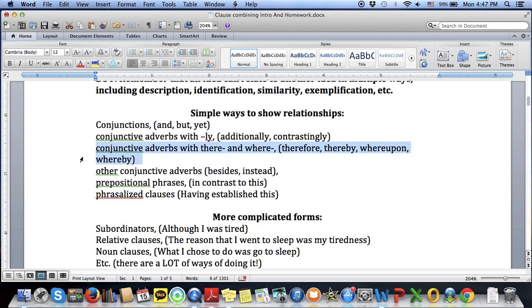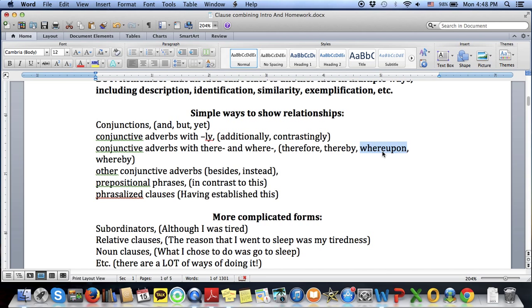We can do conjunctive adverbs with there and where. And you already know some of them, I'm sure. You probably know, sorry, my computer's being dumb. Actually, my computer's not, I'm being dumb. Sorry, so I apologize to you. Therefore, that's a type of adverb that connects ideas together. It shows the result of something, just like saying so. You probably have seen this one too, thereby. This shows that one thing led to another thing, that one thing was the cause of another thing.